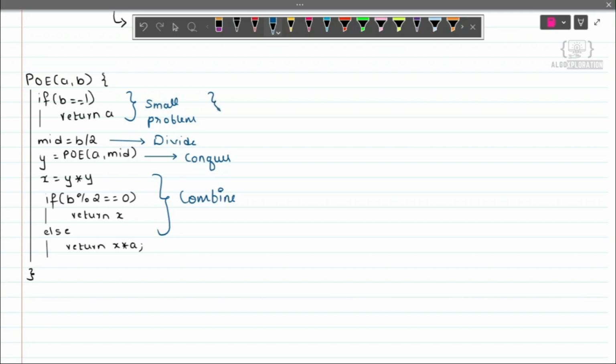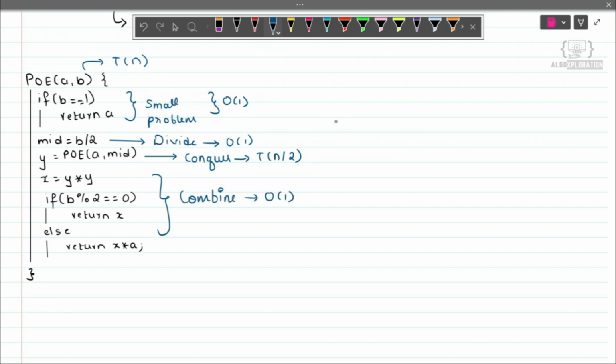So the small problem will take order of 1 time because it contains no loop. Divide will take order of 1 because it is actually dividing, that's it. Conquer will take T of n by 2, because let's say this takes T of n time. So the conquer part will take T of n by 2, and the combine part will also take order of 1 because it is actually multiplication only.